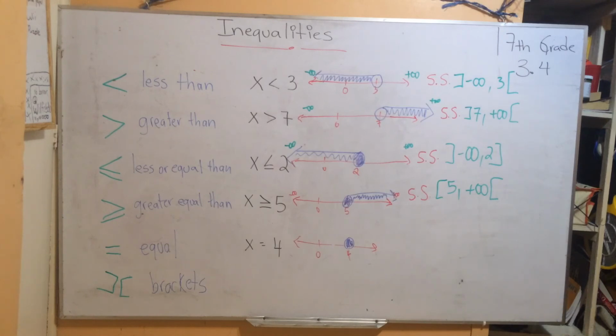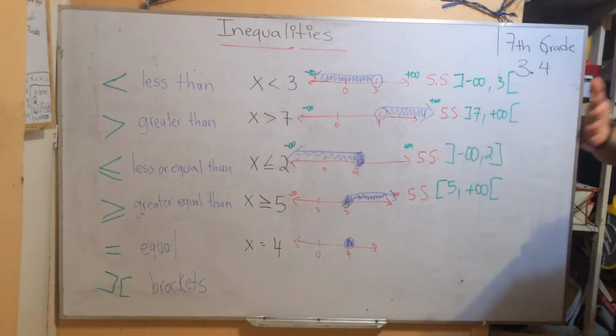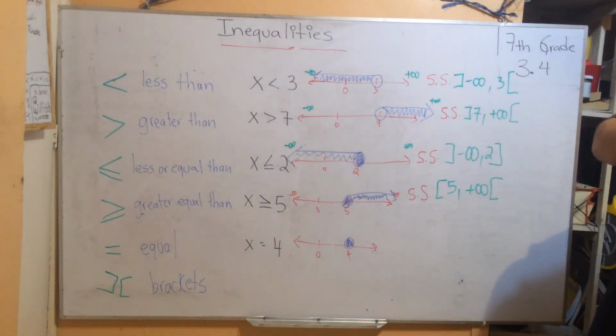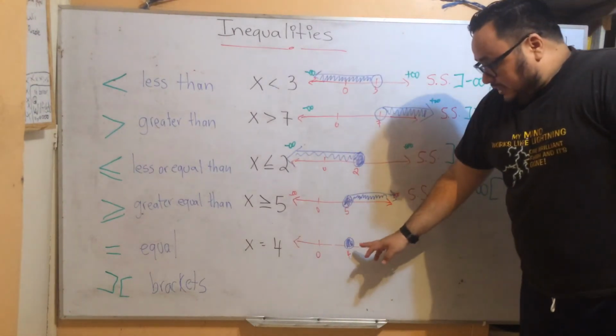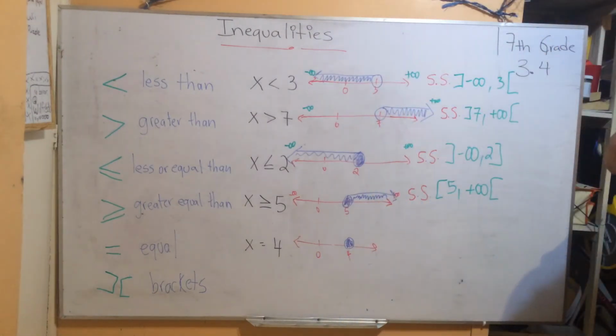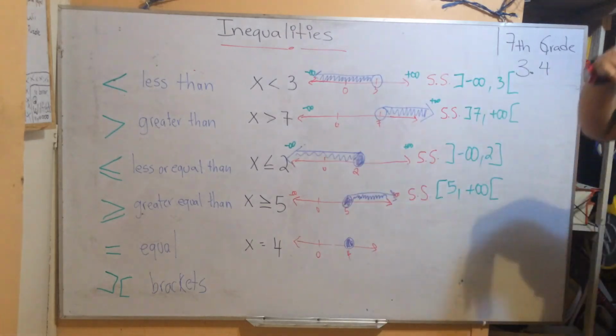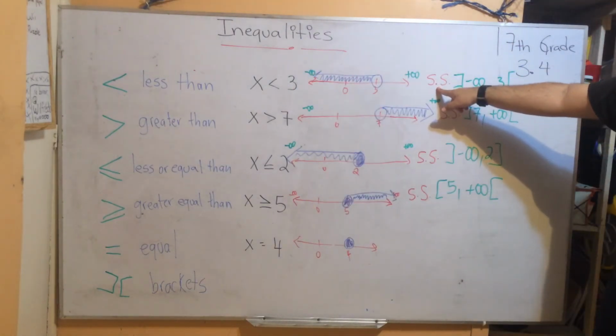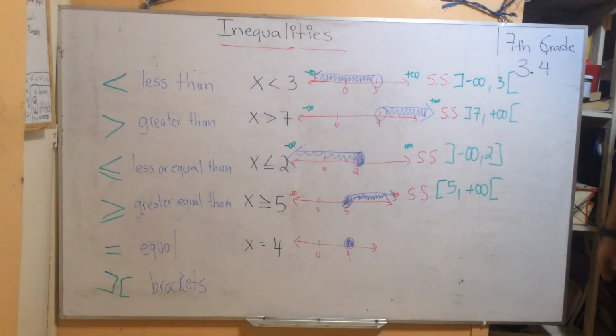Is 5 equal to 4? No. Is 100 equal to 4? No. The difference between a linear equation and an inequality is that a linear equation only has one solution, x equals 4. That means that no matter what, x is equal to 4. But when we have inequalities, we have a group of numbers, a set of numbers. That's why the answer is also called solution set.